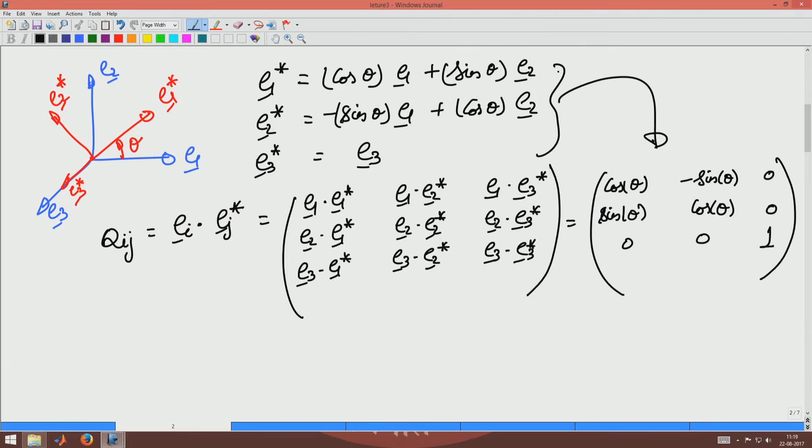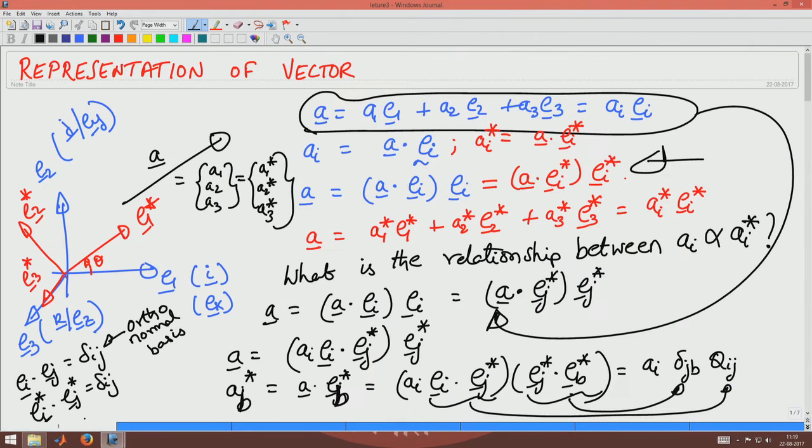So, now going back to our previous equation, AB star is given by this expression. Now, I can simplify this expression further. If j and b are not the same, they are going to be 0, right. So, I can replace j with b or b with j. So, let me replace j with b. So, this will be a_i q_ib, okay, q_ib. Now, you can see that there is a problem here.